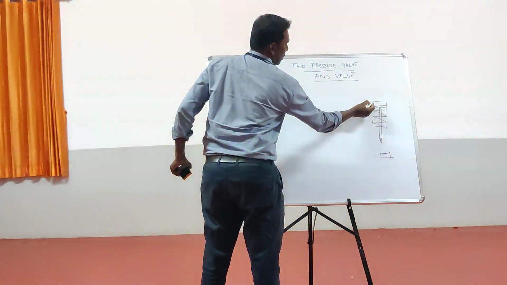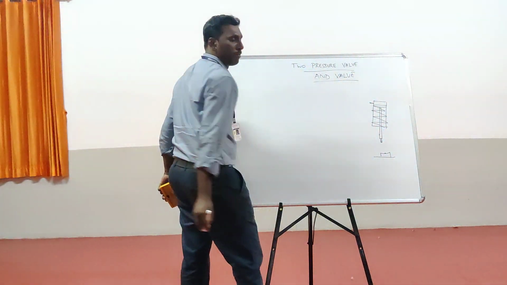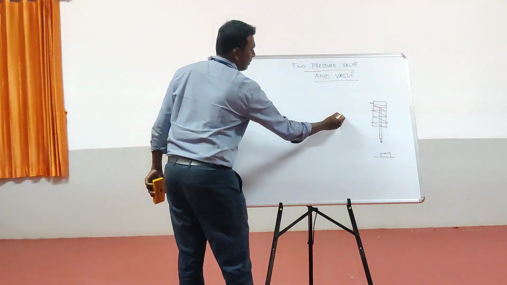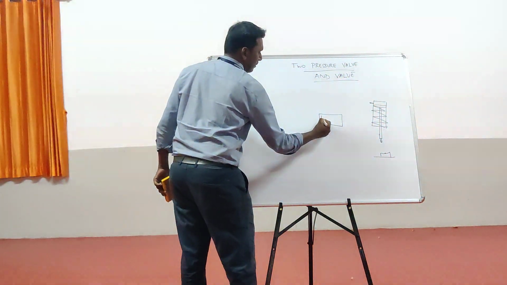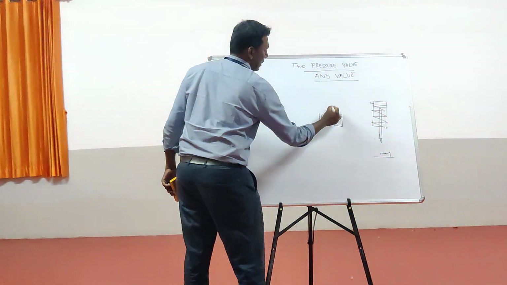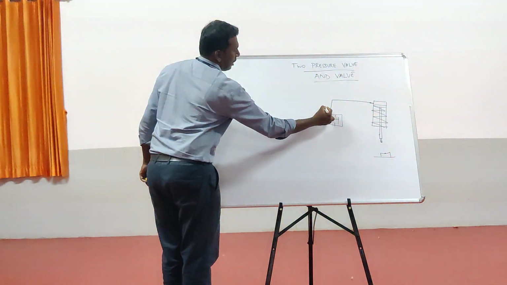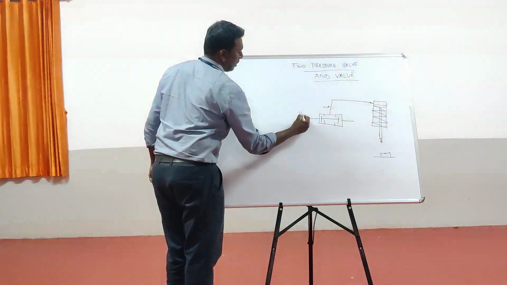This is an input port. In this port only I am going to supply the fluid through an AND valve. This is an AND valve. So this is the output of the AND valve. I am going to connect the input to this AND valve.